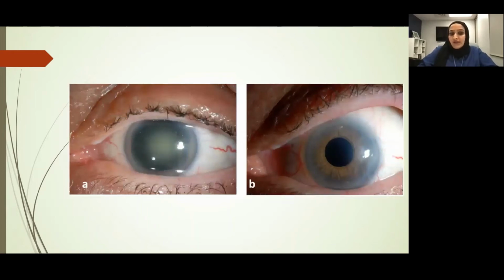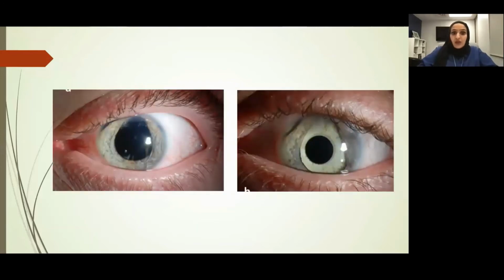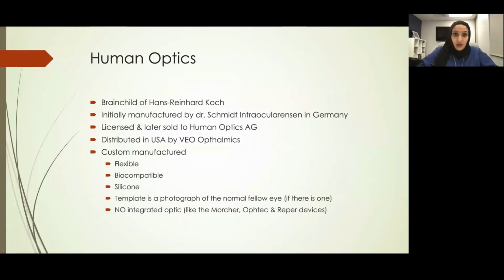This is another picture that was also done in the Eye Institute. Here we have picture A, where this is an aniridic patient with a cataract. Cosmetically really looks good with the Reaper. Another patient had a superior iris defect, and the second picture shows a cosmetically very acceptable look.